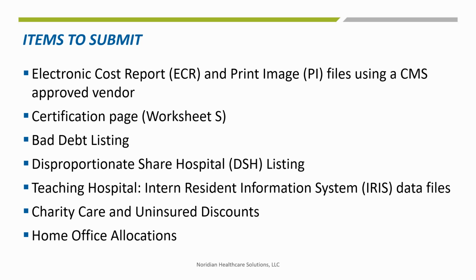For DSH-eligible hospitals reporting charity care and/or uninsured discounts, include a detailed listing of charity care and/or uninsured discounts that correspond to the amounts claimed in the cost report. The list should include information such as the patient name, dates of service, insurer, if applicable, and amount of charity care and/or uninsured discount given to the patient. This will be submitted as Exhibit 3B for cost reporting periods beginning on or after October 1st, 2022.